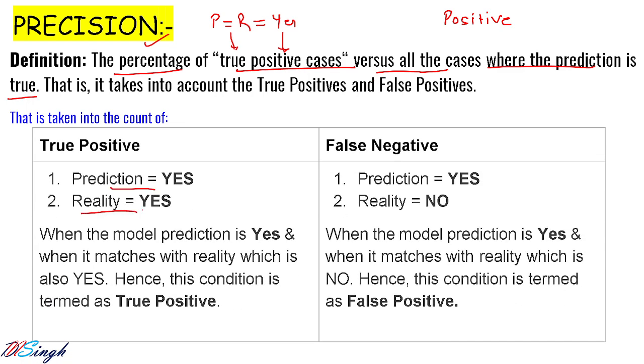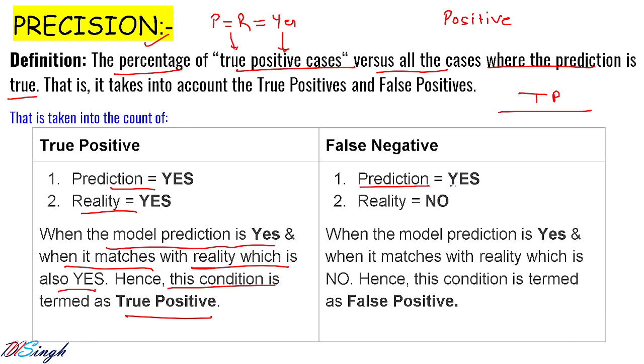Prediction is yes, reality is yes. When the model predicts yes, when it matches with the reality, which is also yes, hence the condition is true positive. And then this is our numerator. So TP is what? Numerator. And in denominator, what goes? In denominator goes TP plus, oh sorry, FP plus TP. Okay, so FP plus TP. Remember in numerator.